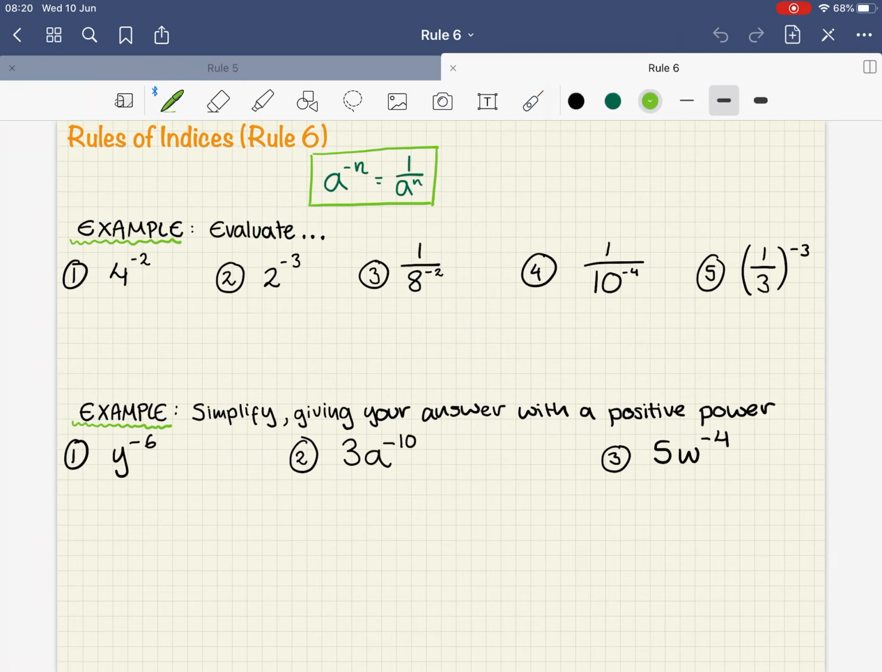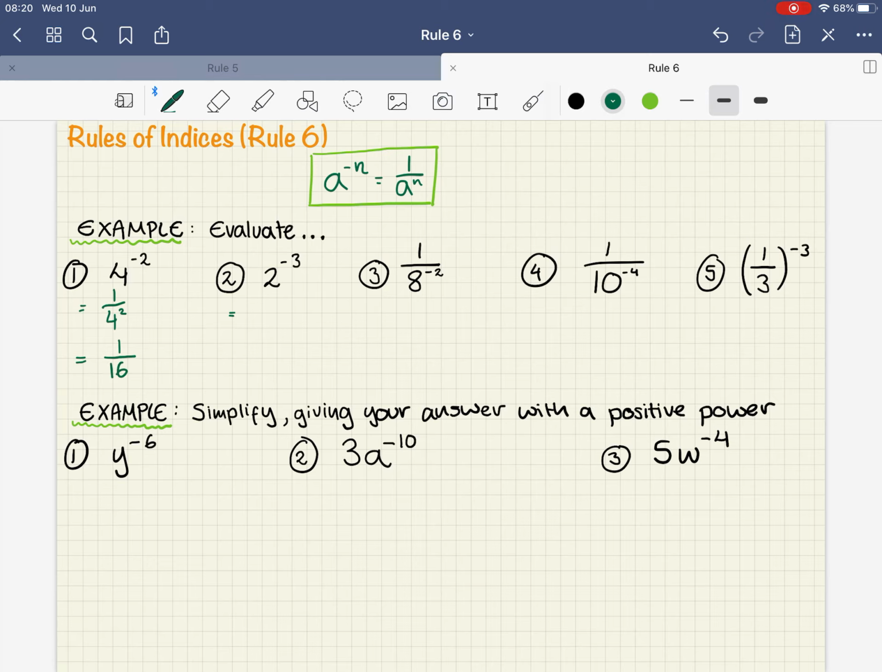So here I've got evaluate 4 to the power of minus 2. What evaluate means is we're going to have to do a little bit of the solving. We're going to have to actually do stuff with our numbers. It's basically the same as calculate, but for some reason people get a bit confused. So that 4 to the power of negative 2, flip it into a fraction. So I've got 1 over 4 squared. And when I do that 4 squared on the bottom, I get 16.